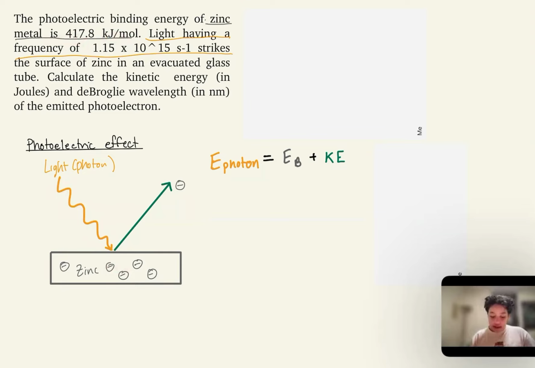And then what does this green arrow represent? Kinetic energy. So I'm going to add that. This is the kinetic energy of the electron. So whatever energy from the photon of light that isn't used to overcome the binding energy, so the excess amount of energy, is going towards the kinetic energy of the electron.